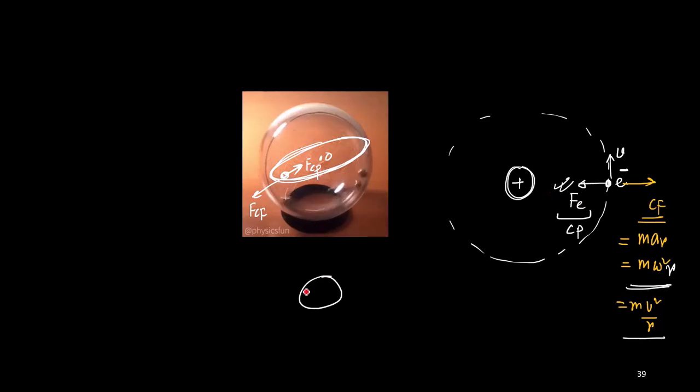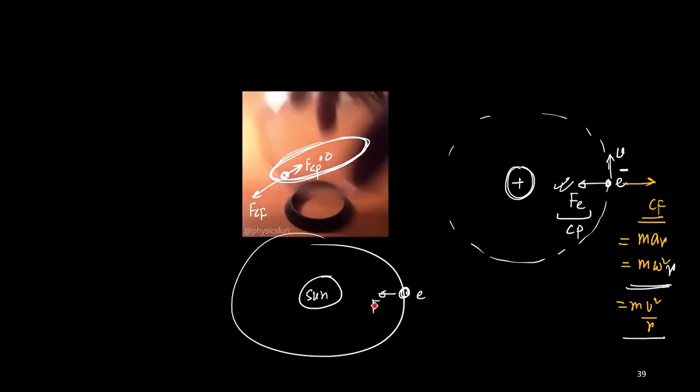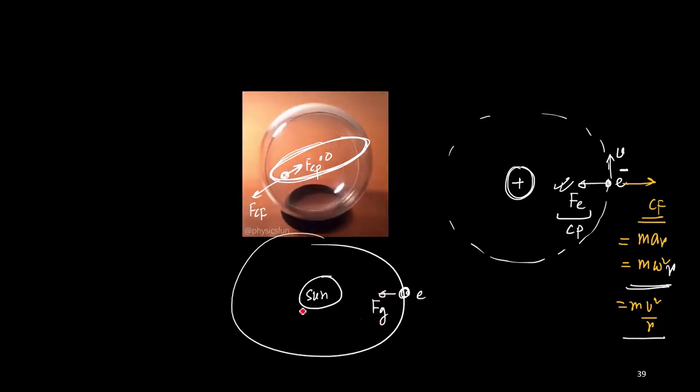Let us say there is a sun. About the sun, the earth is orbiting. Now there is no electrostatic force. Now the force is basically the gravitational force, the force of attraction due to gravity. So gravity is giving the centripetal force. And away from this, the centrifugal force is there.